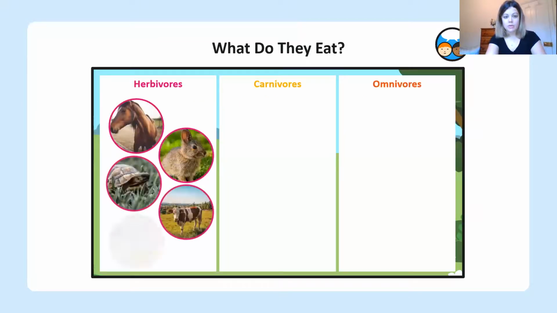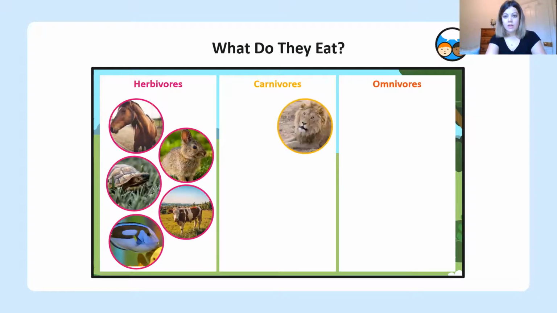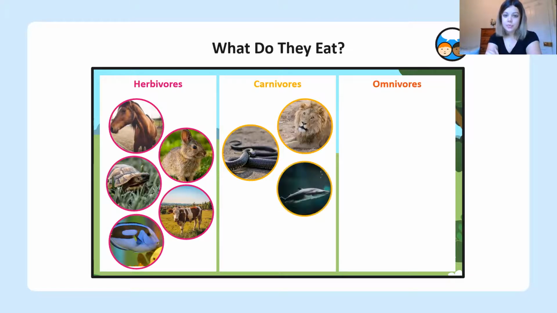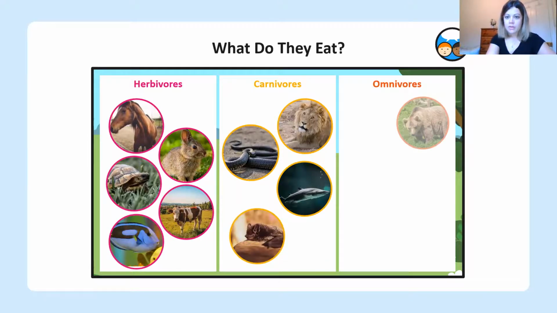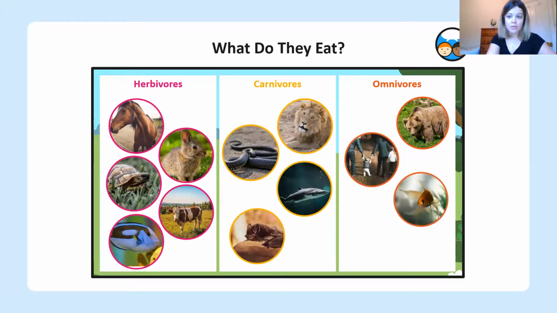So we've got our herbivores. There's our lion. So remember, our lion is a carnivore, a meat eater. We've got our snake. Our snake eats small animals. Oh, there's our shark. Do you remember we did sharks at the start of the week? And there is our bat. So that means a bear, humans, and a goldfish are omnivores. So well done if you got some of those right whilst we were playing.